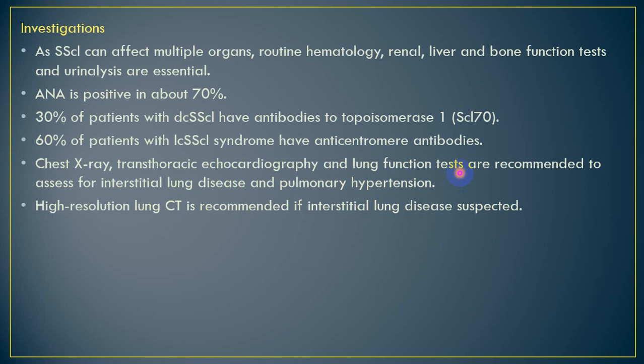What about investigation? Because systemic sclerosis affects more than one organ, a lot of routine investigations need to be done to assess the function of these organs, like hematological investigations, renal and liver function tests, bone function tests, and urine analysis looking for protein, urea, and active renal sediment.